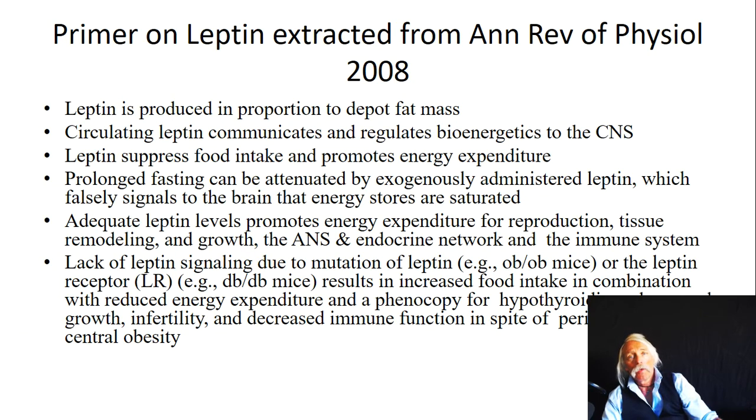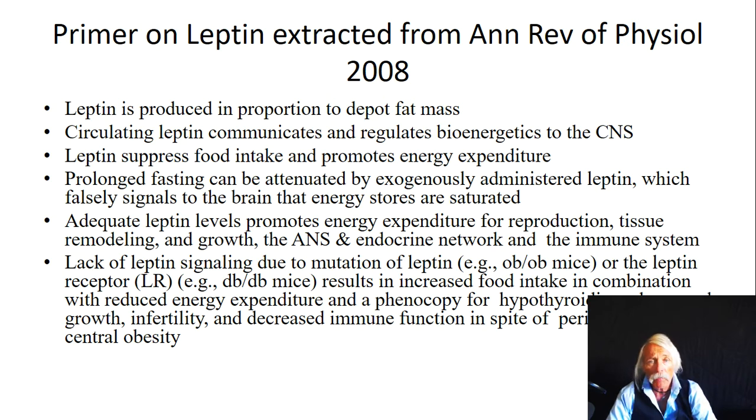Okay. So let me give you a small primer on leptin, which I took from a paper of the Annual Review. It's an old paper, but these annual review papers are excellent for just giving you general descriptions of leptin, just so you remember what leptin is, as either a layperson or as a doctor. Leptin is produced in proportion to depot fat mass. So you make more the more fat mass you have. Circulating leptin communicates and regulates bioenergetics directly to the central nervous system, from the fat tissue to the brain. Leptin suppresses food intake and promotes energy expenditure, for example, through the AMP kinase, right?